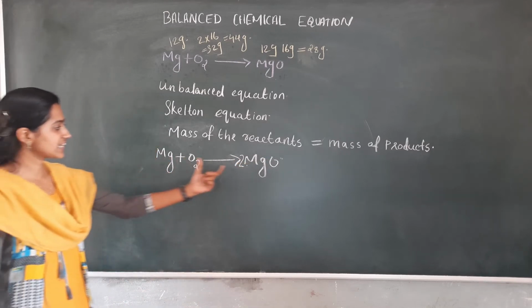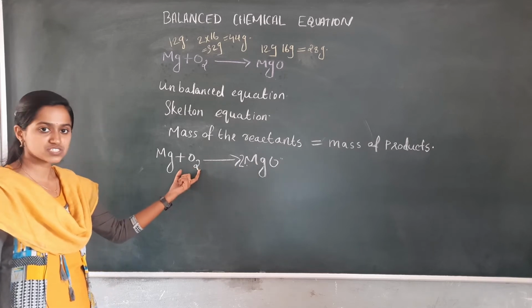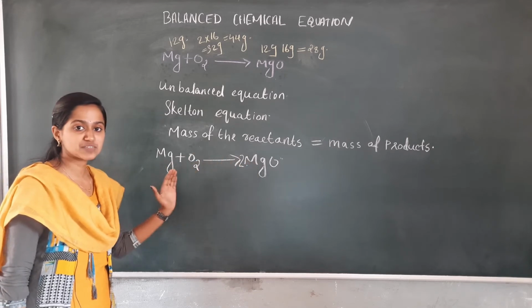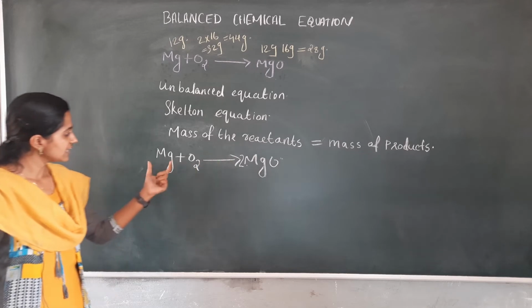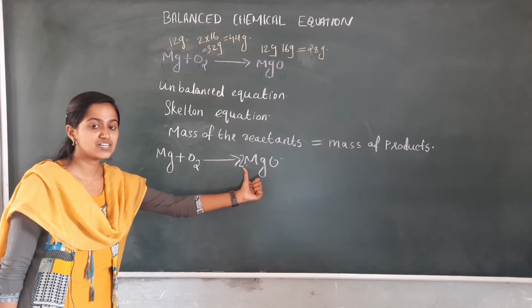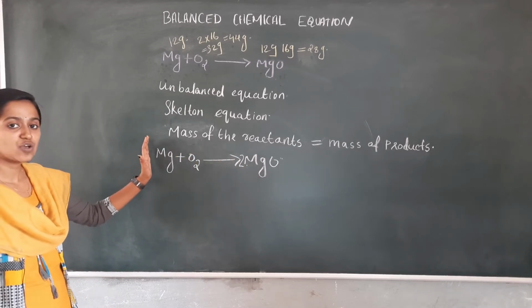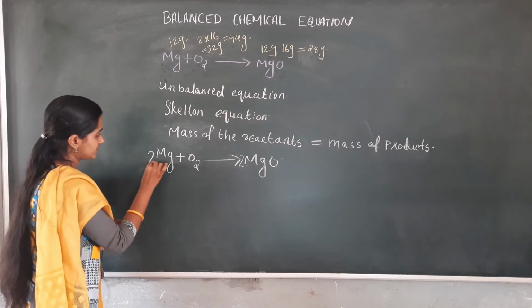Okay, then again we can count the number of atoms. Here oxygen is 2, here also oxygen is 2. So the number of oxygen atoms is balanced. Then in the case of magnesium, here only 1 magnesium is there, but on the product side 2 magnesium are there. So to balance them, on the reactant side we put 2 as a coefficient.